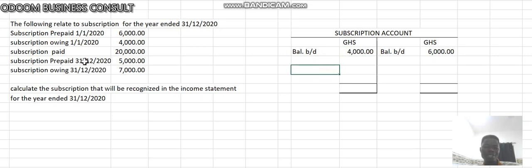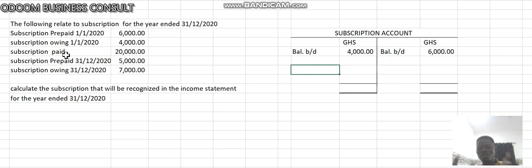Now we have subscription paid. This is a transaction between the subscription account and the cash or bank account. We're not told whether it was through bank or cash, so we can take it to be cash. Subscription paid: this is not the entity paying the subscription. No, it's members that are paying the subscription to the entity.